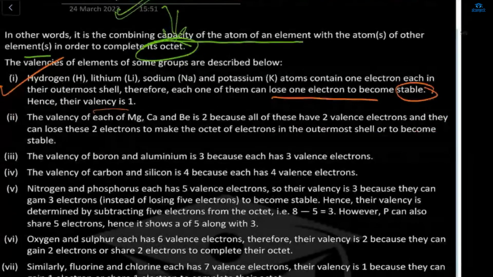Now next, the valency of magnesium, calcium, and barium is 2, because they have two valence electrons in the outermost shell. So again they will lose these two electrons to become stable. Correct?